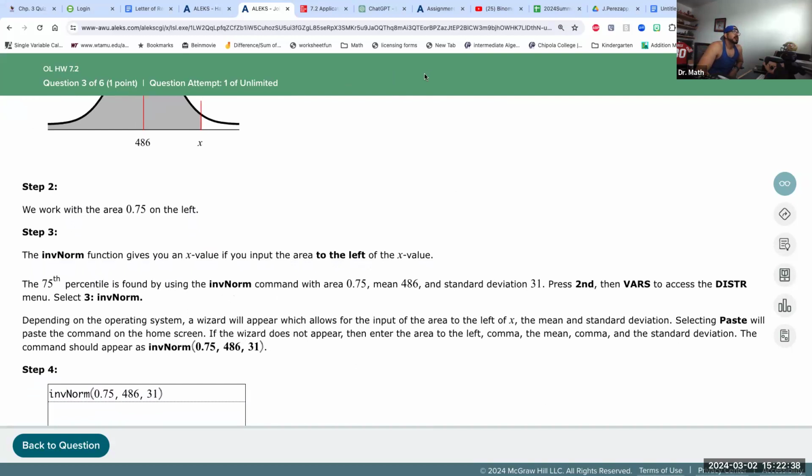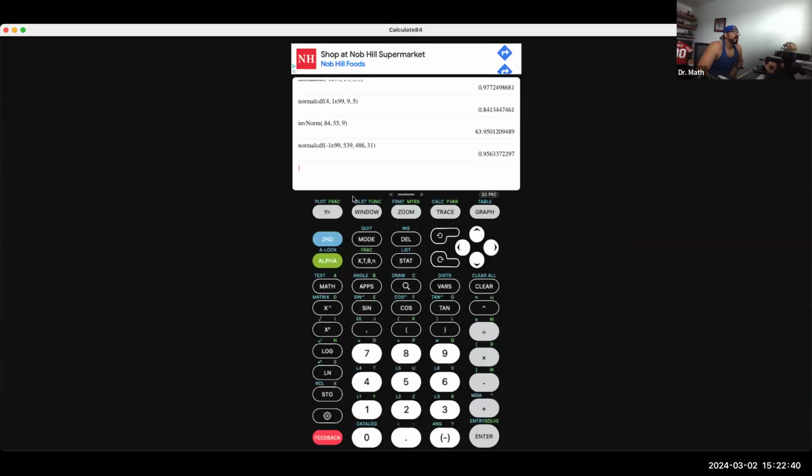So we go to second distribution, inverse norm. The first thing they're going to want is the area of 0.75. All right, then they want the mean. The mean is 486. And then our standard deviation is 31. All right, so let's punch all that in and we get 506.9. Right, so let's go back to our other screen.